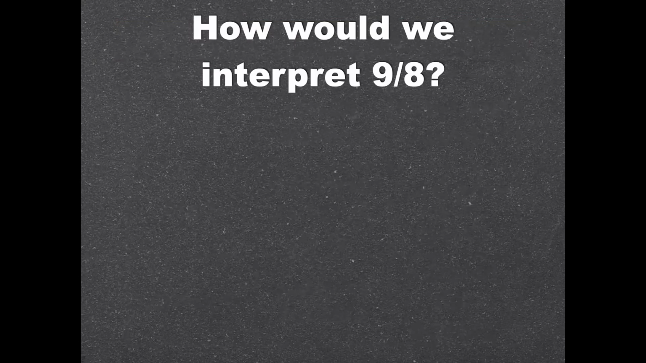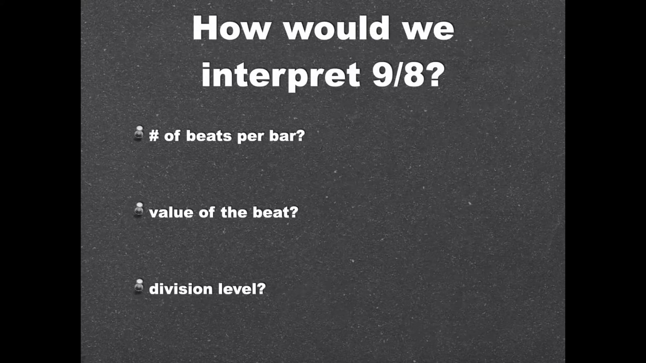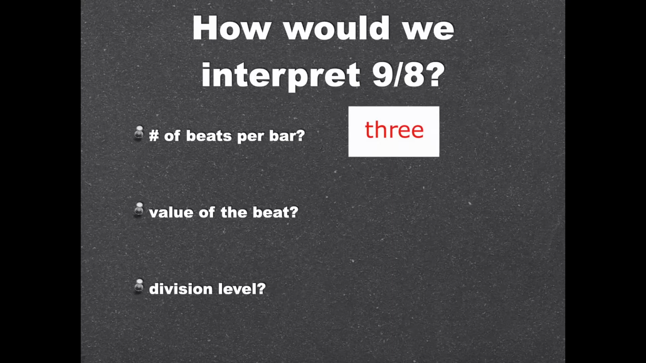So let's start with 9/8. Here are the 3 questions we need to answer: the number of beats per bar, the value of the beat, and what the division level is. If you want to determine the number of beats per bar for a compound meter, all you have to do is divide the top number by 3. In this case, for 9/8, if we divide 9 by 3, we get 3. There will be 3 beats per bar in any meter whose top number is 9. And we will use the conducting pattern of 3, the triple conducting pattern, for these meters.